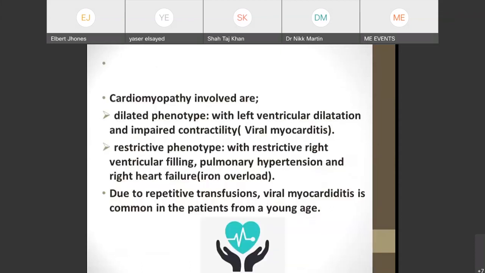So the cardiomyopathies involved are dilated phenotypes. These are with left ventricular dilatation and impaired contractility. There is viral myocarditis, because viral infections like Hep C are more common in these patients as compared to the normal population. Then there is a restrictive phenotype with restrictive right ventricular filling, pulmonary hypertension, and right heart failure due to iron overload.